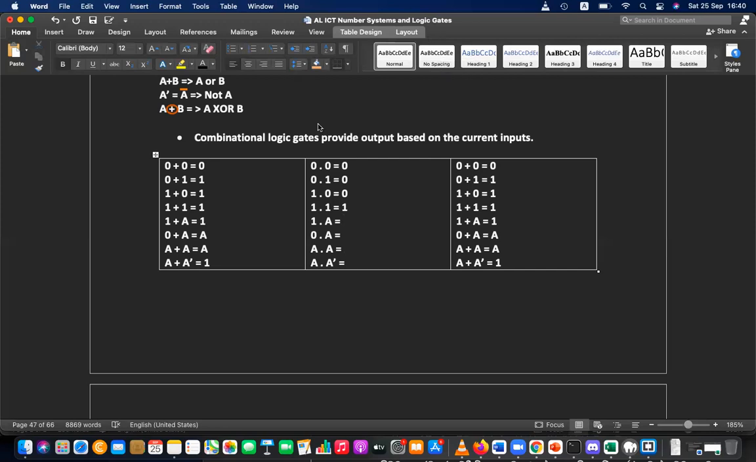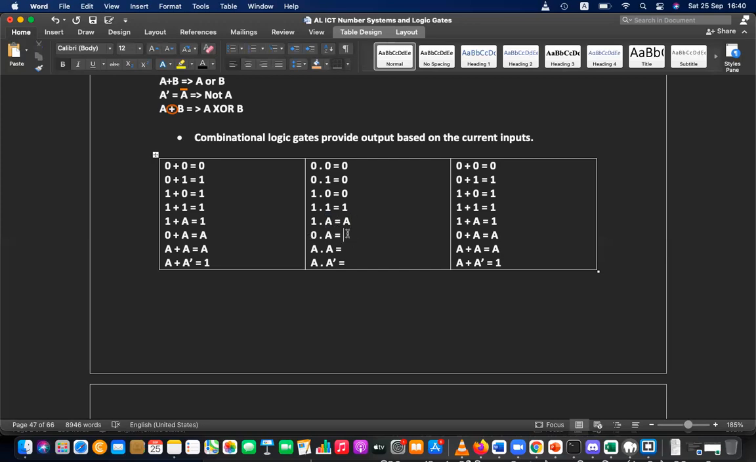A. Yes, it's A because you can always assign the values. So let's assign the value 0 here. 1 and 0 will be 0, because if 0 is there, then the output is also 0. 1 and 1 will be 1. If A is 1, the output is also 1. If A is 0, this is 0. A is 1, this is 1, means it's A.